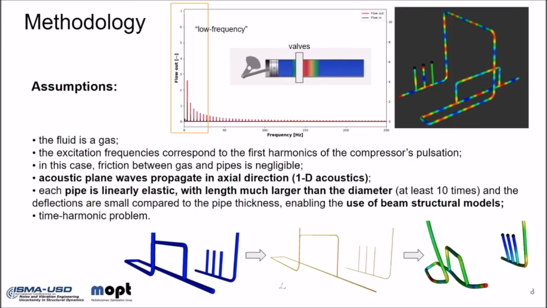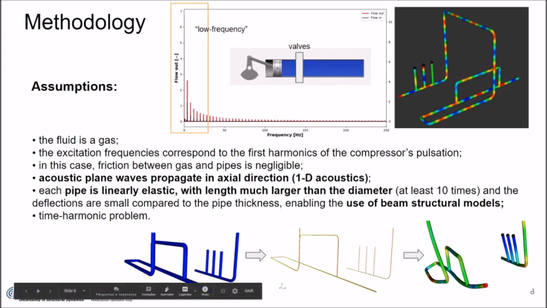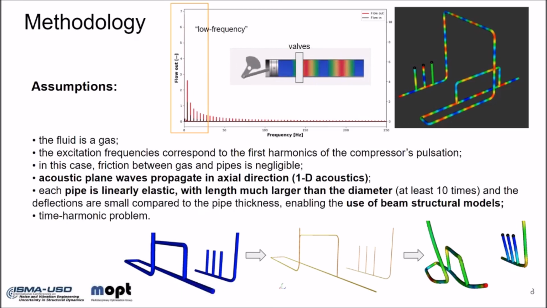The methodology is based on the following assumptions. The fluid is a gas. The excitation frequencies correspond to the first harmonics of the compressor's pulsation. In this case, friction between gas and pipes is negligible. Acoustic plane waves propagate in the axial direction, 1D acoustics. Each pipe is linearly elastic with length much larger than the diameter, and the deflections are small compared to the pipe thickness, enabling the use of beam structural models. And we are considering a time harmonic problem.